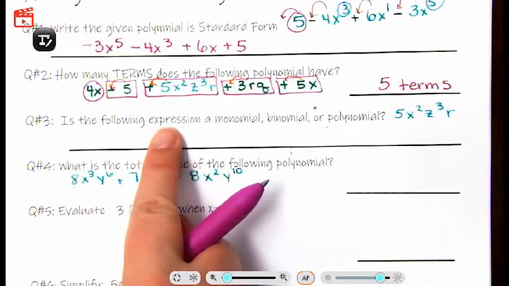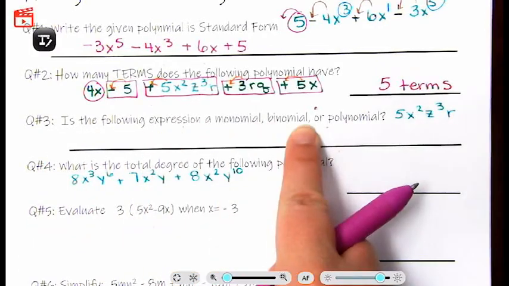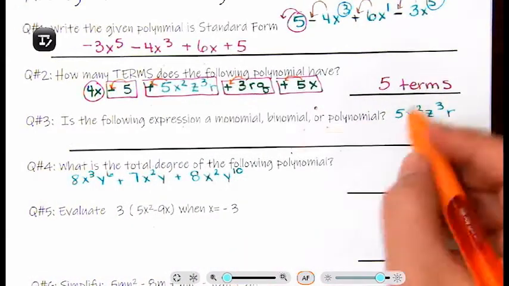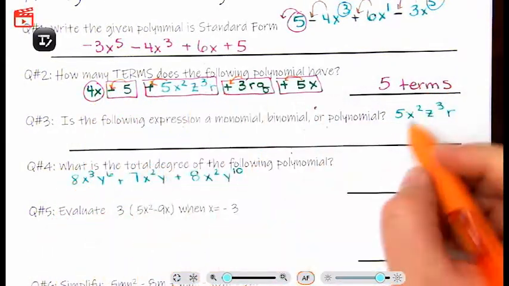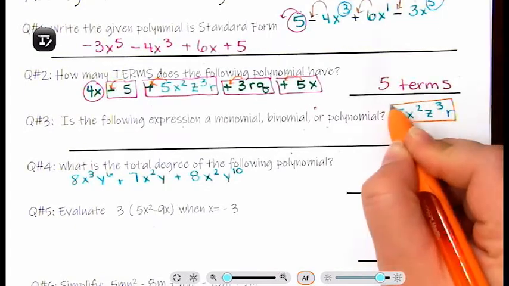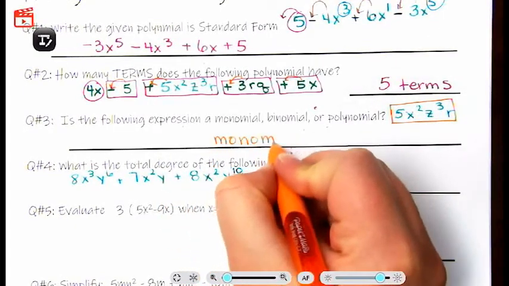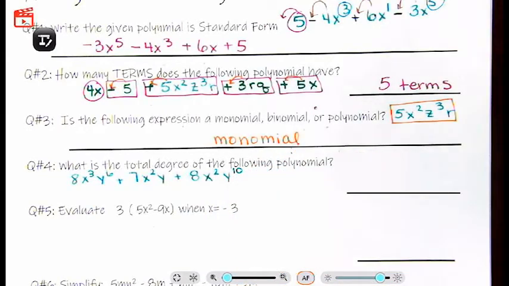Is the following expression a monomial, binomial, or a polynomial? Which we kind of already discussed. Since this right here is grouped once, there is no addition or subtraction in it. This one here is a monomial. There's just one term there.